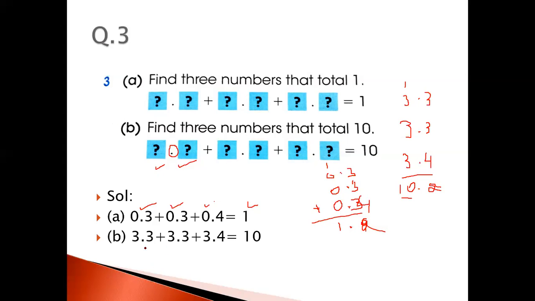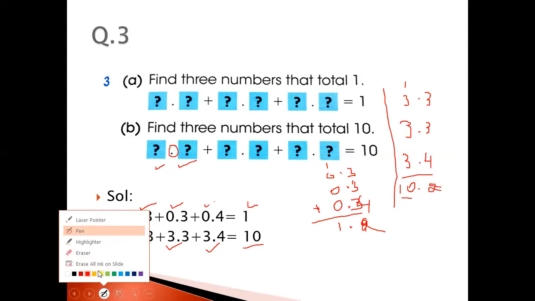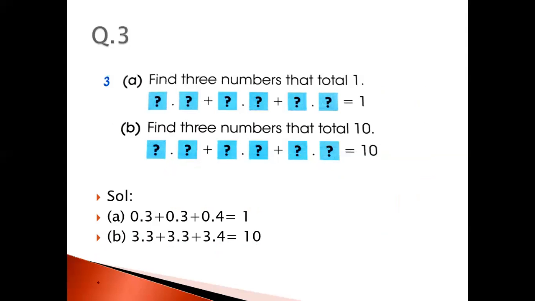Here you can see the three numbers which we have chosen are 3.3, 3.3 and 3.4. So the total becomes 10, and these are the three numbers that make a total of 10. You are to do this working in this way as we have done. You can make a working column and do neat working in front of the question. I hope this is clear to you. Let's move towards the next question.